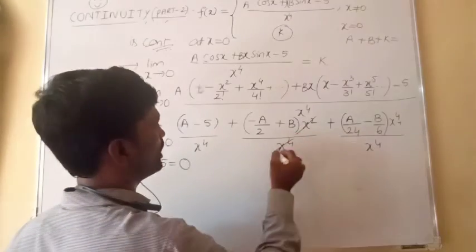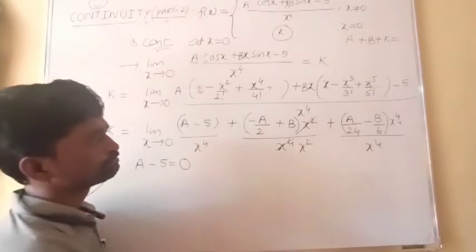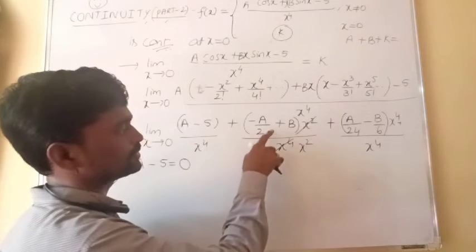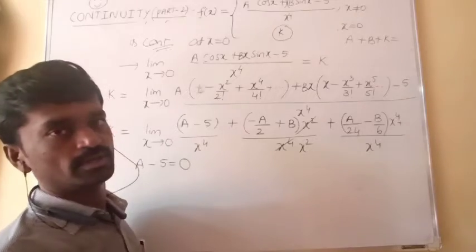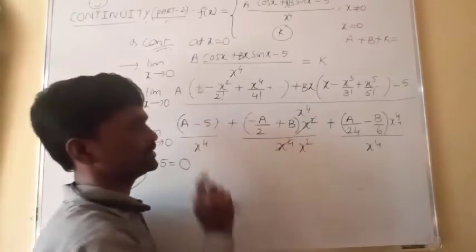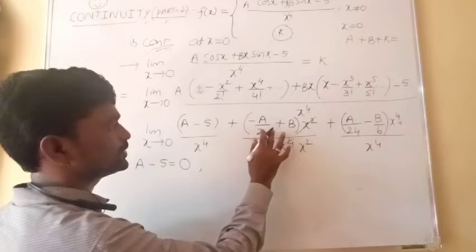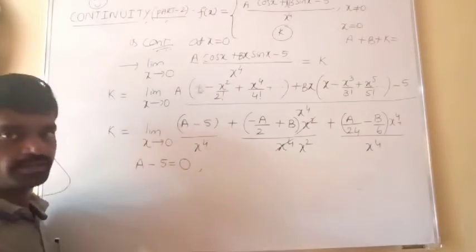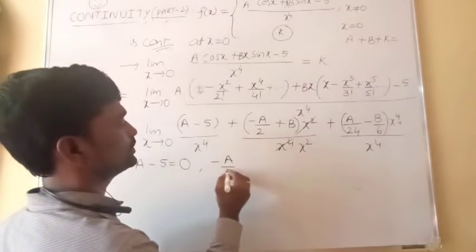If you cancel x square and x square, then again with the same argument, if minus a by 2 plus b is not equal to 0, then non-zero by 0, what do you get? Infinite. So that means it should not be infinite now. That means it should not be non-zero. It should be equal to 0. If it is equal to 0, then 0 by x square is 0. Okay. If it is not equal to 0, then non-zero by 0, what do you get? Infinite. But this limit should be finite. So that means this coefficient must be equal to 0.